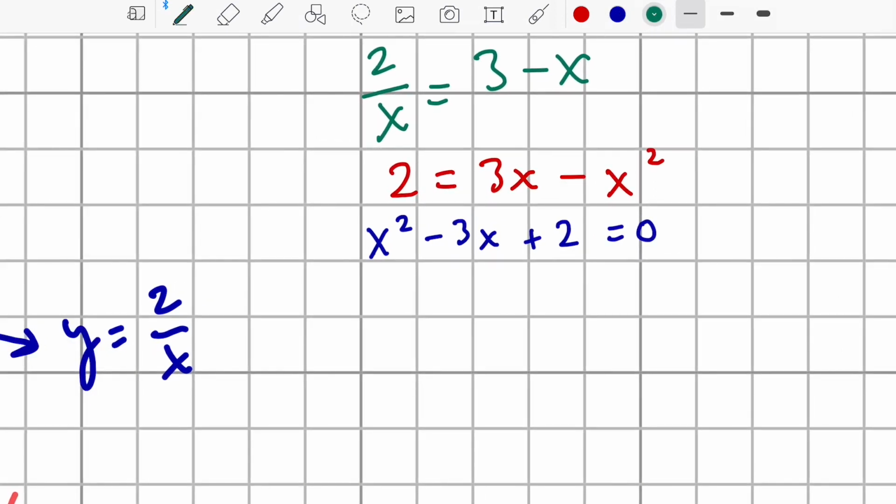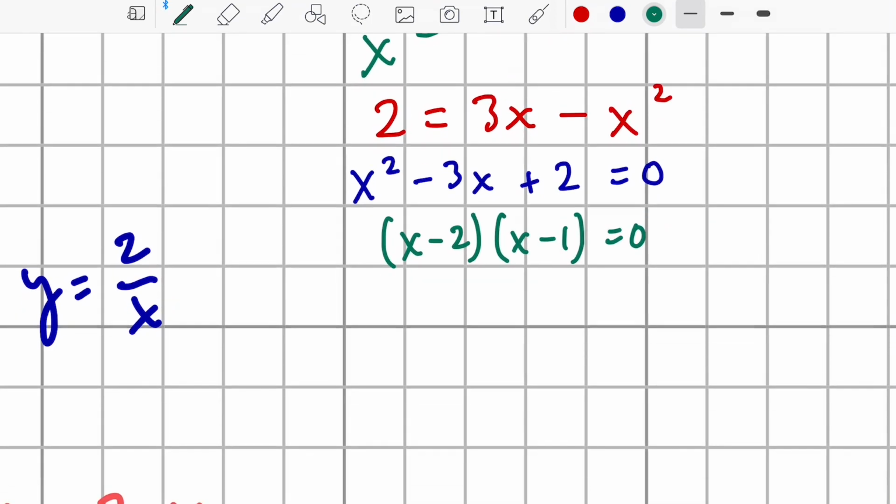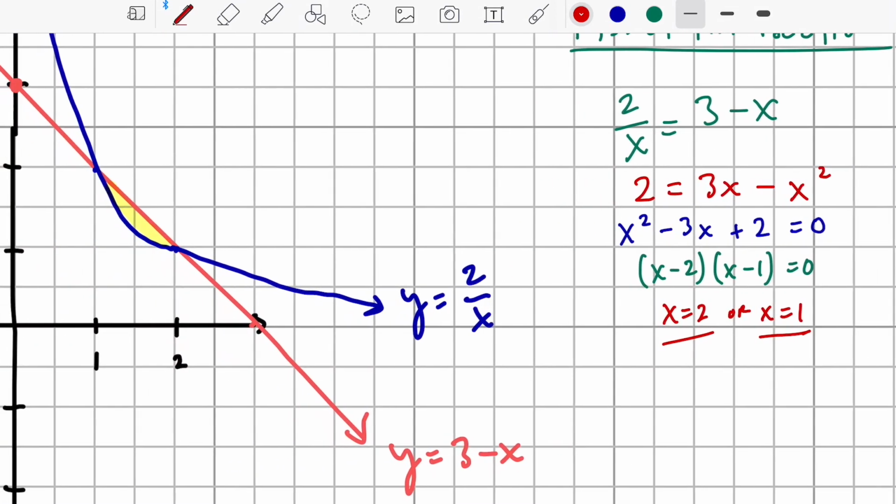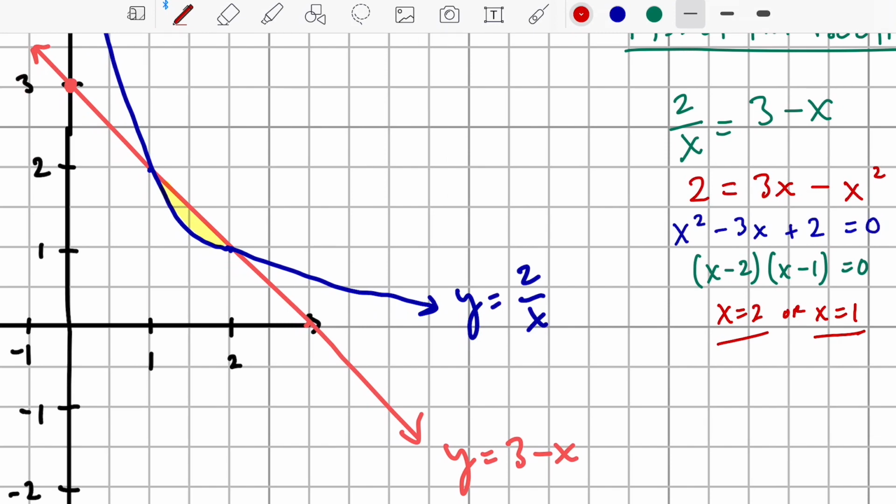This is a quadratic, so now we're going to factor it. We need two numbers that multiply to a positive 2, but add up to a negative 3. That would be x minus 2, x minus 1 equals 0. We factored it, so now we solve by just taking the opposite: x equals 2 or x equals 1. Those are the points of intersection, which I already have there.